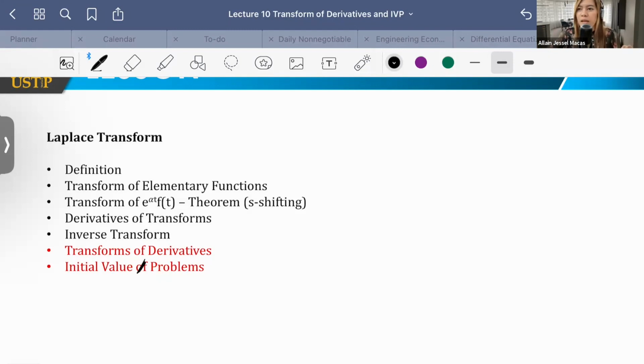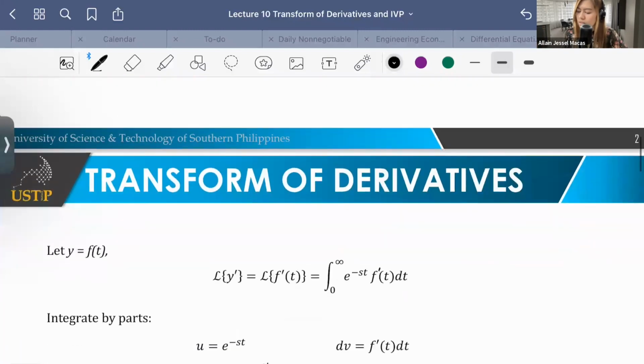Again, our course revolves around how to solve differential equations. And as we have learned since the beginning of our course, there are so many ways to solve an ordinary differential equation, and one of these is using Laplace transform. So let's discuss the transform of derivatives.